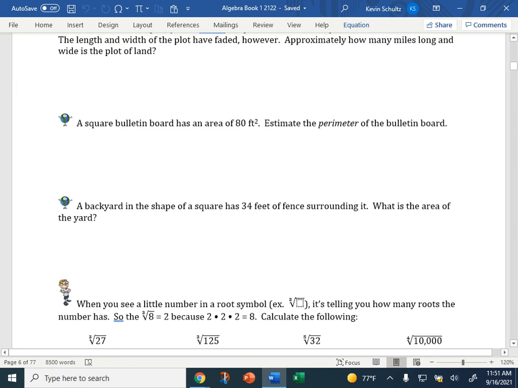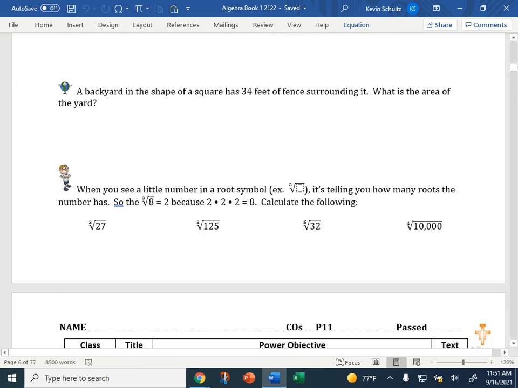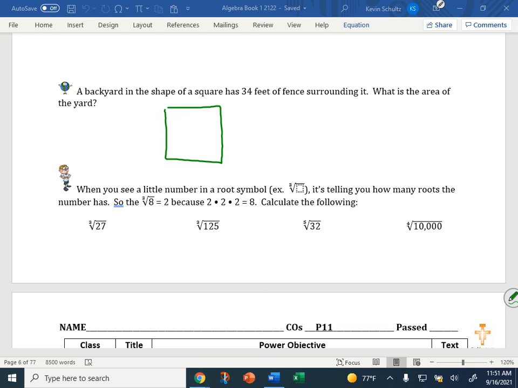Then, a backyard in the shape of a square has 34 feet of fence surrounding it. What is the area of the yard? Again, dealing with a square. The fact that it has 34 feet of fence surrounding it, what does that value represent? Like what measurement is that? Area would be like inside. This is 34 feet of fence surrounding it. Perimeter. So here, you're given the perimeter of the yard, which is 34.